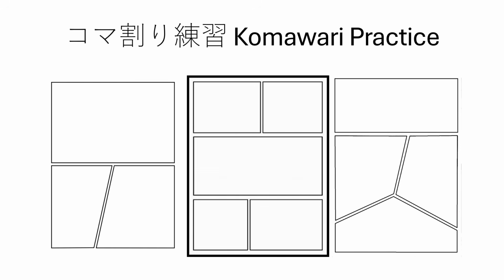Okay, the assignment. What I want you all to do for Komawari practice for this week is design 9 different panel layouts. And I want you to use B4 sized paper, whether it's traditional or digital, I don't care. I just want you to design some different layouts. 3 of them I want to be stable, static, right? Think horizontals. Basically, the best way to think about static is, do I feel like I can stand or sit on it and be safe?